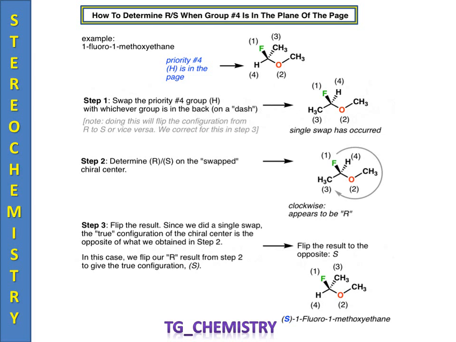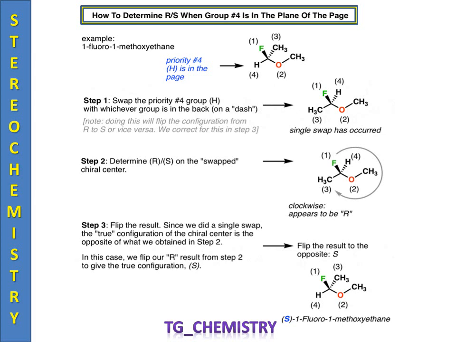Then we need to determine the R and S on the swapped chiral center. After step 2, you see the molecule in the right hand part, and we go for the priority 1, 2, 3, 4. With 1, 2, 3 we see that it proceeds clockwise, therefore it appears to be R from that sense. Now in step 3 we need to flip the result since we did a single swap.